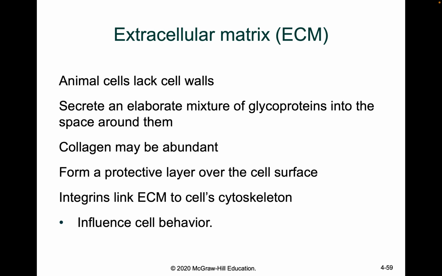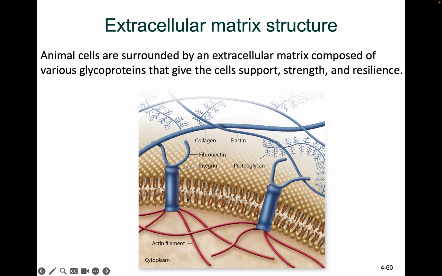In animal cells, we don't have cell walls. We have something called extracellular matrix, in which we release a lot of glycoproteins to the space outside. So this is the plasma membrane. What we do is release a lot of these carbohydrates and glycoproteins like collagen, elastin, proteoglycans, all these big, massive macromolecules that help the cell have support, strength, and resilience.